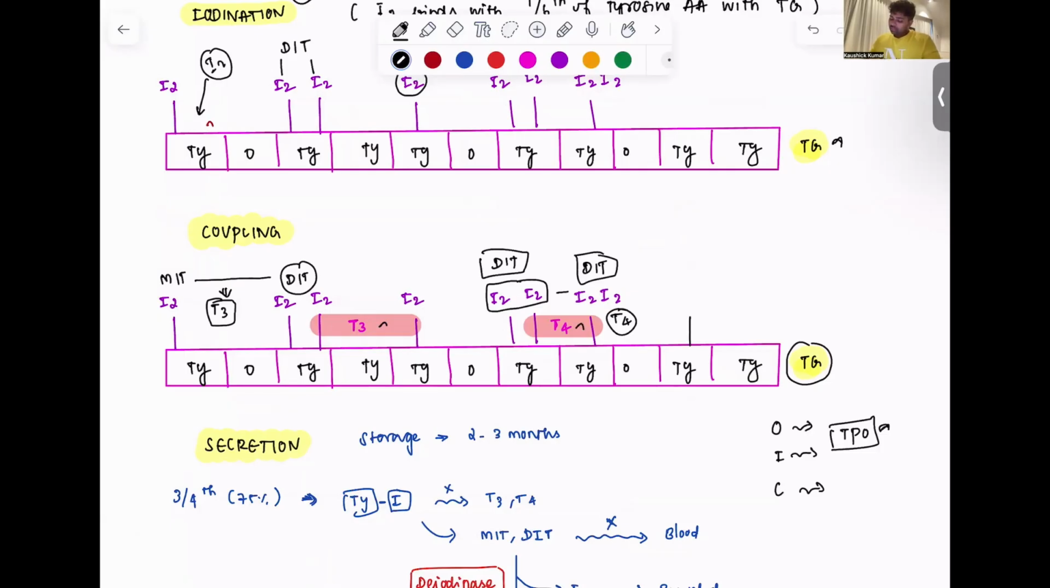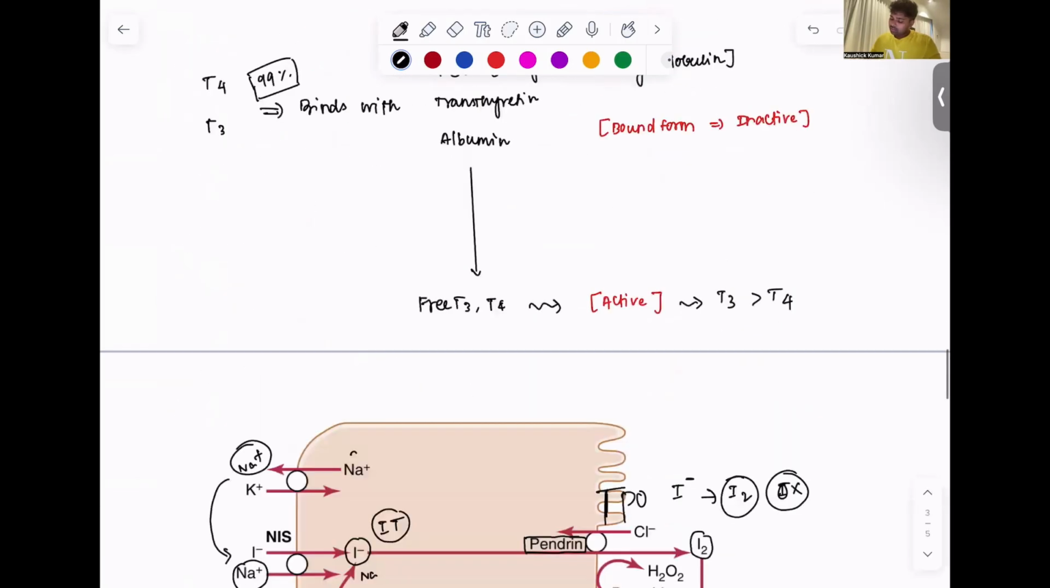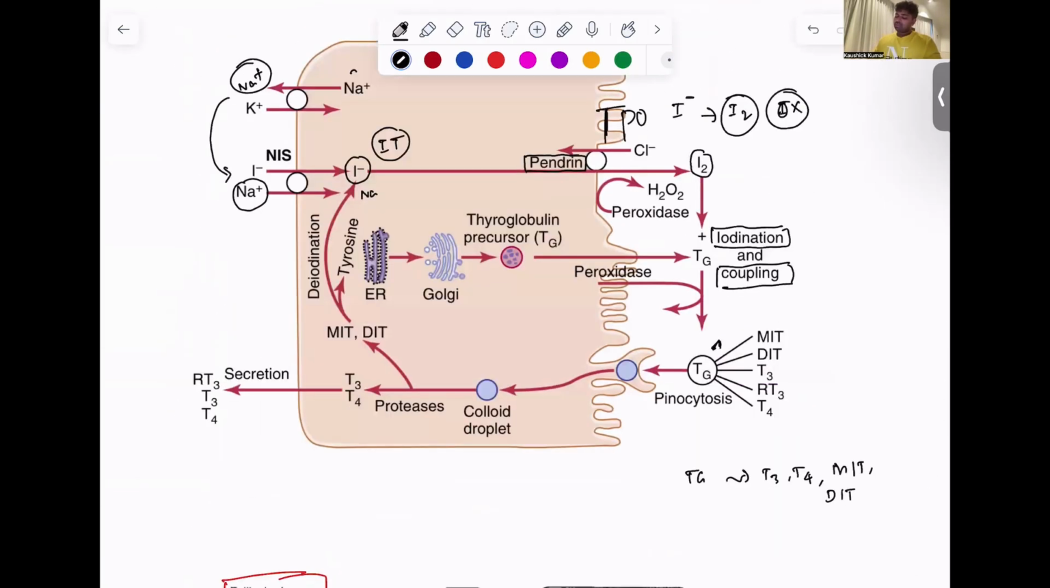So let's say this is MIT, this is DIT, this is DIT. Not all MITs and DITs couple together to form T3 and T4. Some of them remain as such as MIT and DIT. So basically, thyroglobulin contains MIT, DIT, T3 and T4 together. This is what is given in this image.